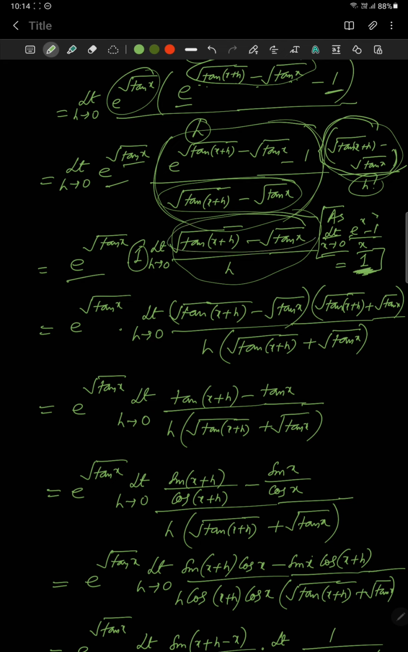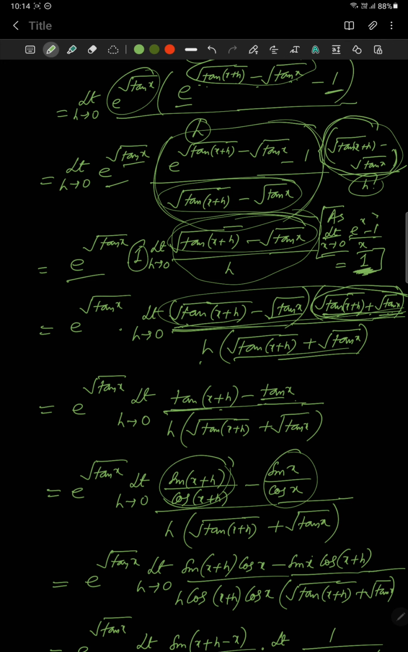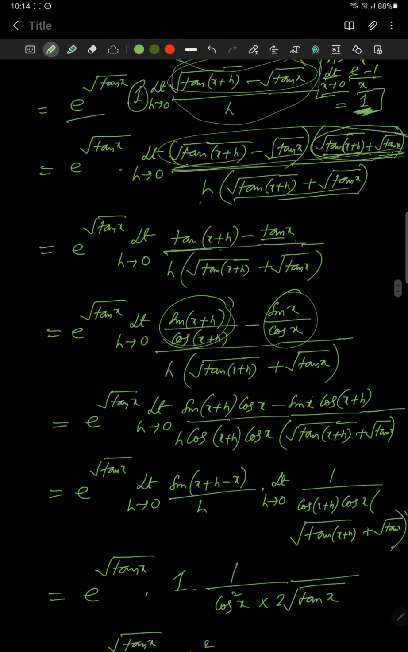Now we are rationalizing this whole thing by multiplying by root over tan(x+h) plus root over tan x, and the same thing is multiplied in the denominator also, so that it comes in the form of (a minus b) into (a plus b). So finally, in the numerator this will become a square minus b square using the formula: tan(x+h) minus tan x. Then we have broken it in the form of sin by cos, that is what I have written here, and this one. So then LCM is taken.